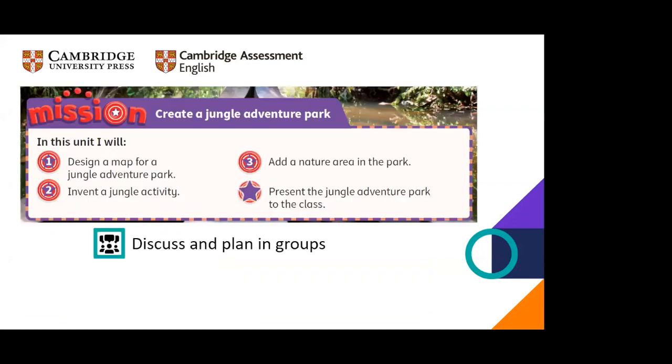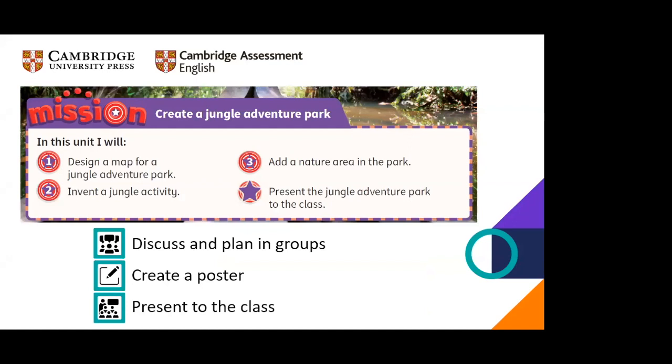This project follows a familiar structure. Students discuss and plan in groups, create a poster, or in this case a map, then present it to the class. All of these steps can be done remotely while ensuring learners are still working collaboratively and actively practicing their English.